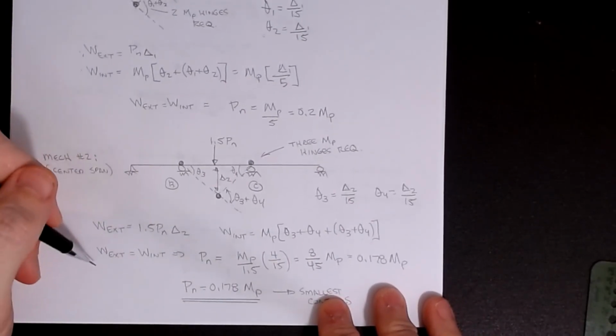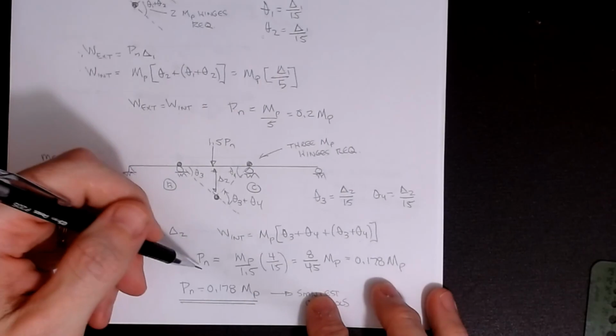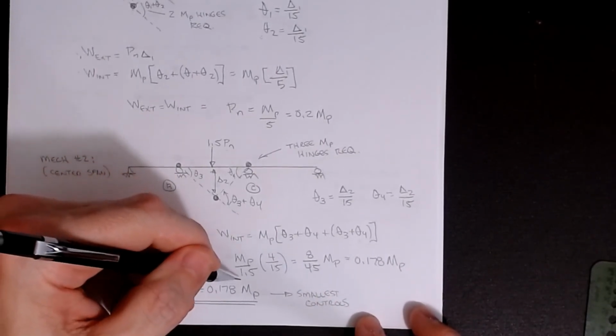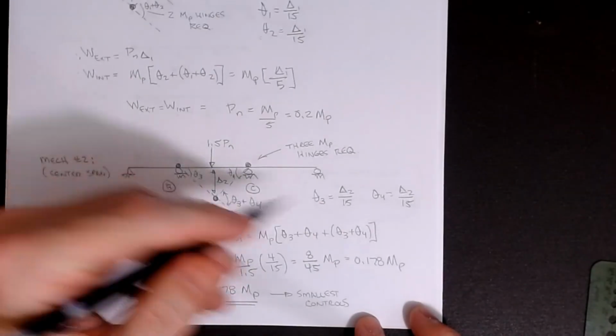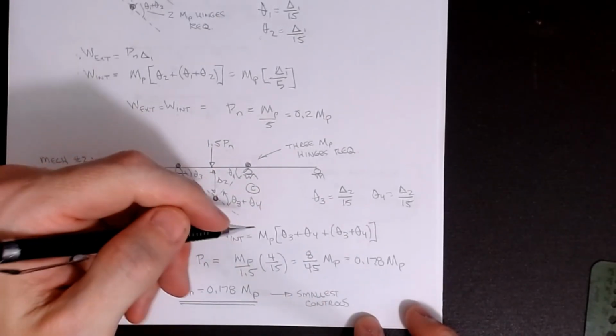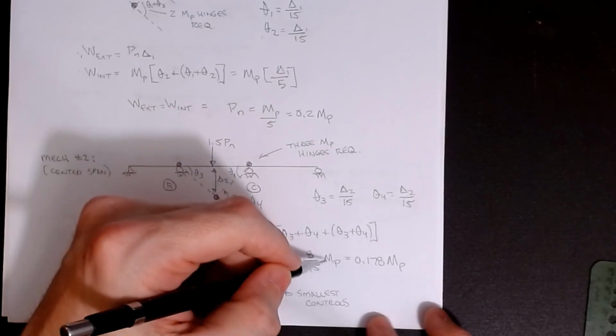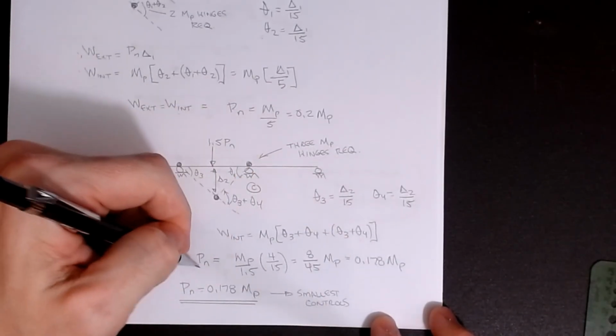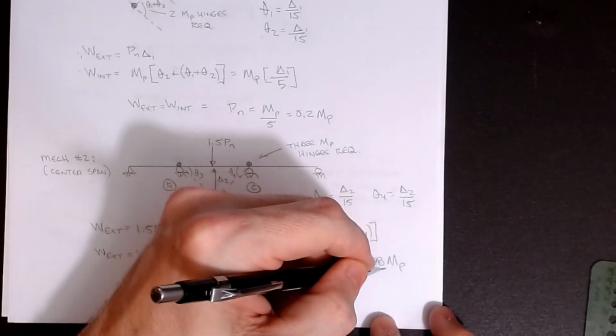And so if we set those two equal to each other and I solve for Pn, you'll get an expression that says that Pn is equal to Mp over 1.5 times 4 over 15. That's the math. And we do a little bit of simplification. This is 8 over 45 times Mp. And so this mechanism forms at a Pn load of 0.178 Mp.